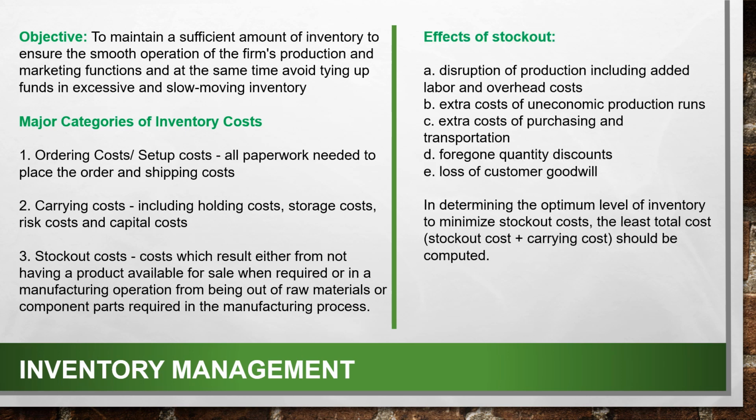So these are the different effects of stock out. There is a disruption of production, including added labor and overhead cost. Second, there is extra cost of uneconomic production runs. Third, extra cost of purchasing and transportation. We also have foregone quantity discounts and loss of customer goodwill. Okay, so in determining our optimum level of inventory, we should minimize stock out cost and seek the least total cost. The stock out cost and carrying cost should be computed.